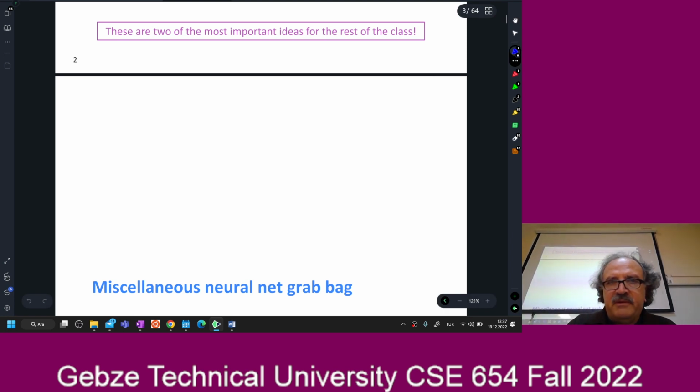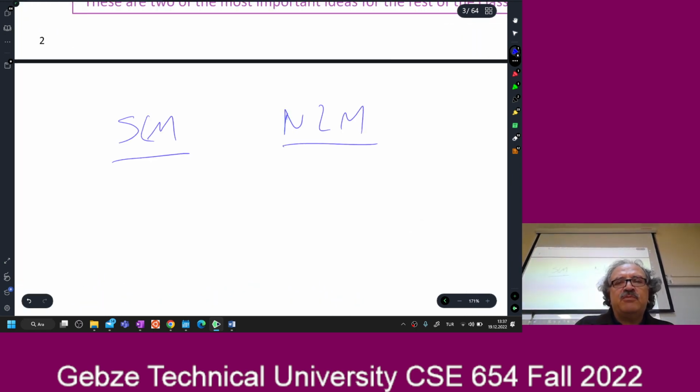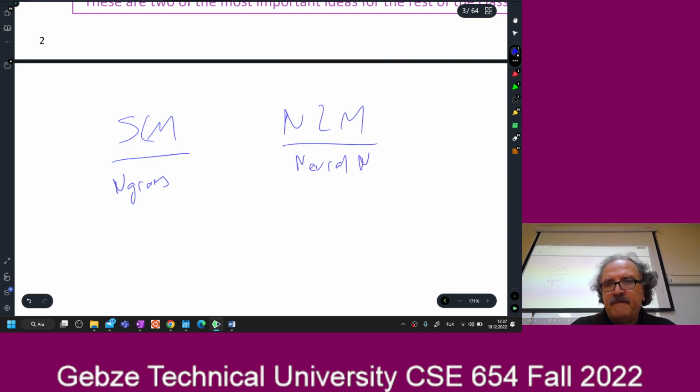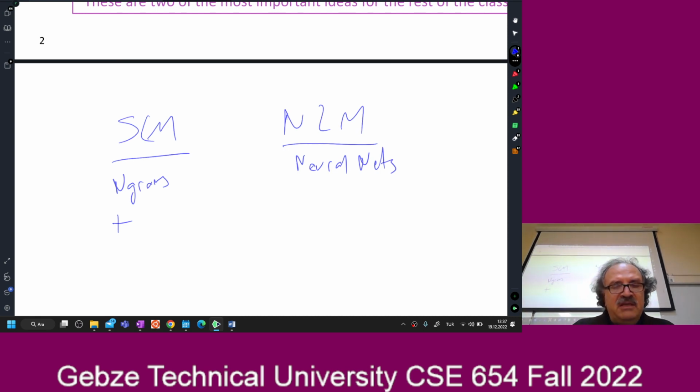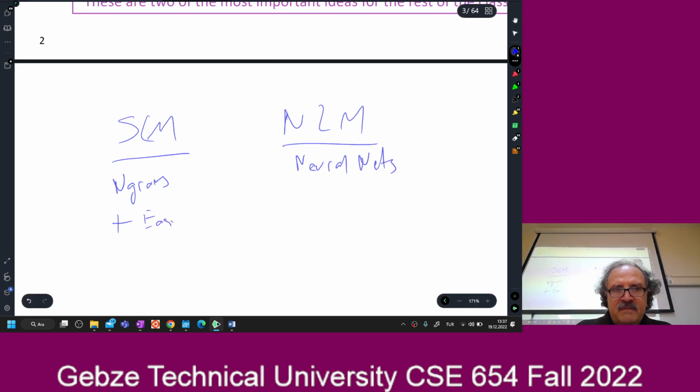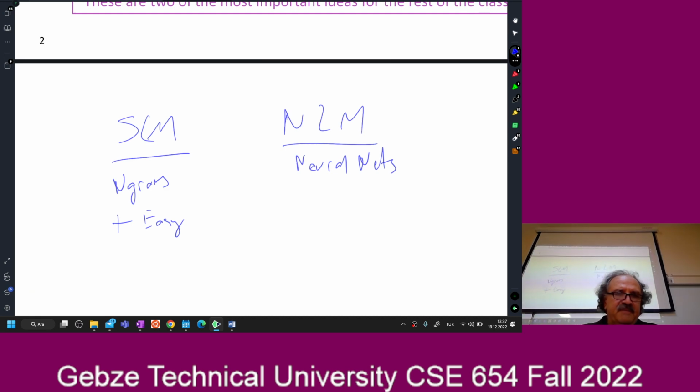Maybe I should make a small table. Statistical language modeling and neural language modeling. You know, the statistical language modeling is based on n-grams, right? This one is neural networks. We know that, okay? So what are the pluses and the minuses for statistical language modeling? Pluses are, it's very easy, right? Very, very easy, convenient, very simple structure, just calculation of the n-grams, that's it.